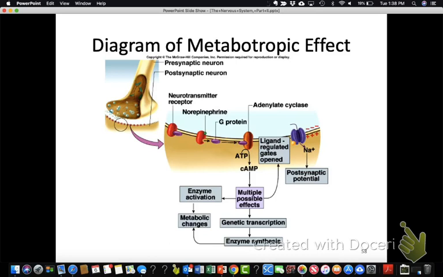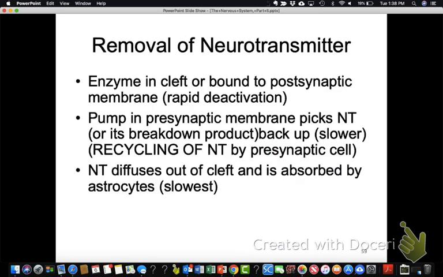So you see metabolic changes, you see gene transcription, you see enzyme synthesis. And if you go back up to the membrane, you see, oh, by the way, it also releases something that binds to the inside of the gate and opens it. And in this particular example, because it's binding to a sodium gate, it's going to excite the cell.